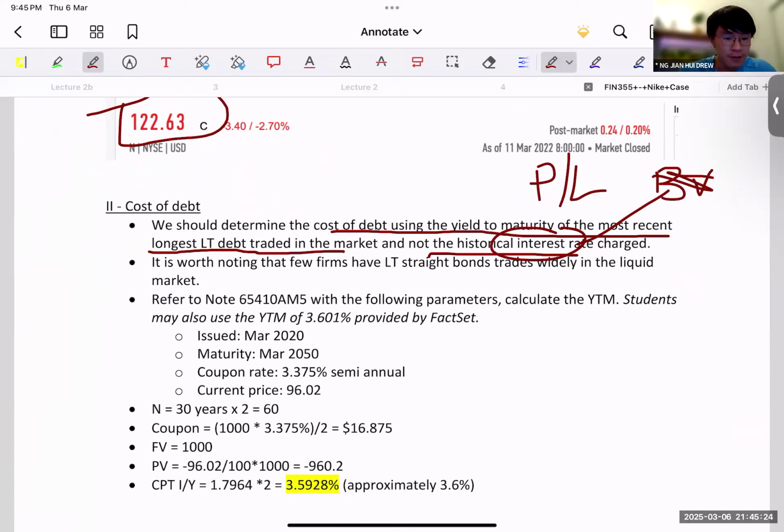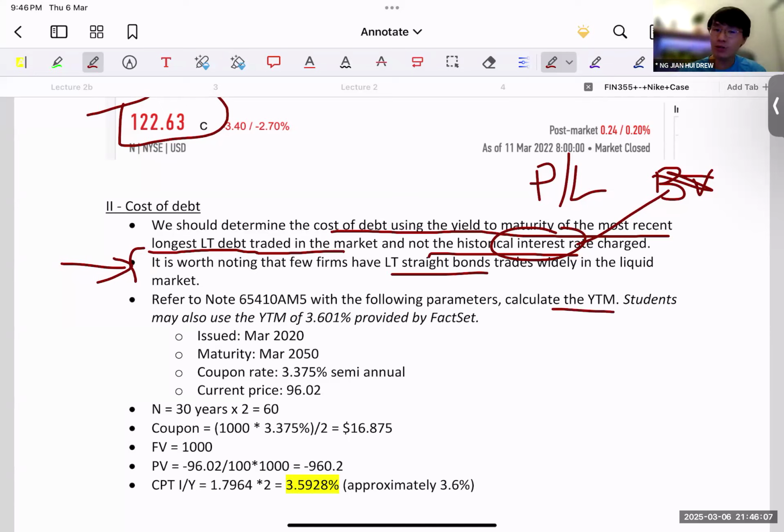It's worth noting that few firms have straight bonds that are widely traded. So what does this comment mean? It means that nowadays a lot of these bonds are convertible bonds, and maybe some of you have experience on how you calculate the straight bond price out of a convertible bond. If you do know how to do it, use that method. In this module, we are not really going to teach you how to do it, but in case other modules taught you, you can use those methods as well to calculate the straight bond price out of a convertible bond. But in any case, you can calculate the yield to maturity.